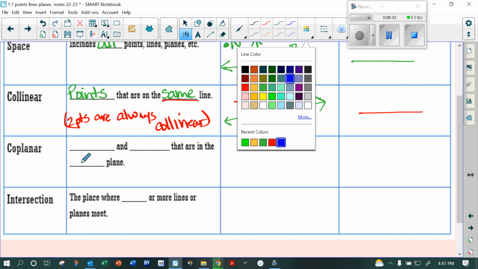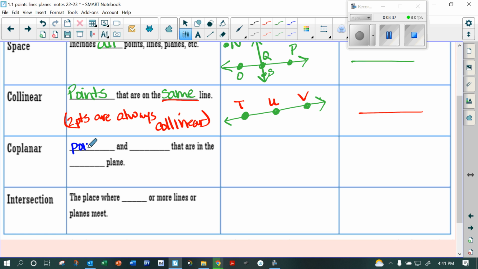Now, coplanar works the same way, except with points and lines. So points and lines that are on the same plane. For example, if you live in a 2-story house and everyone is on the 2nd story, then you would be considered coplanar with everyone on the 2nd floor. You would not be coplanar with people on the 1st floor because they're on a different plane.